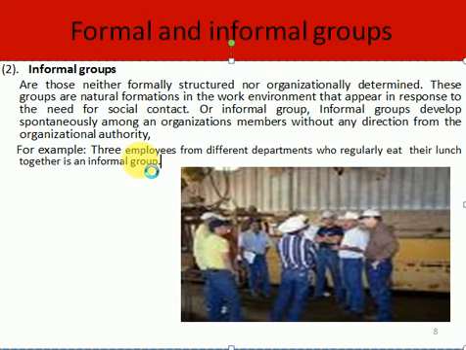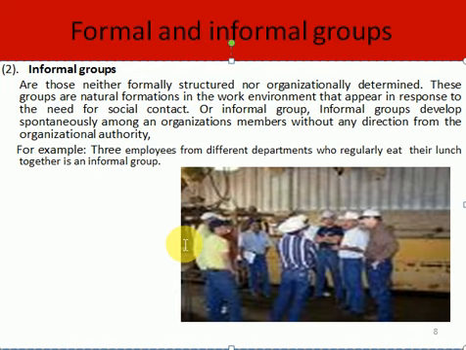So these 3 employees from different departments, on a regular basis, come together in a restroom or in a dining room where they are eating, and they regularly meet with each other and eat their lunch. This is an informal group formed by 3 employees from different departments. So this type of group, formed during lunch or breakfast, is an informal group which is not formally or organizationally determined or formally structured.